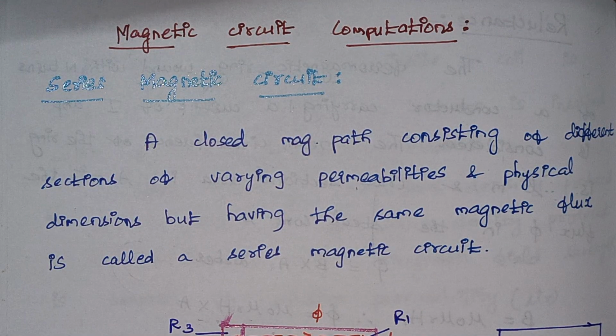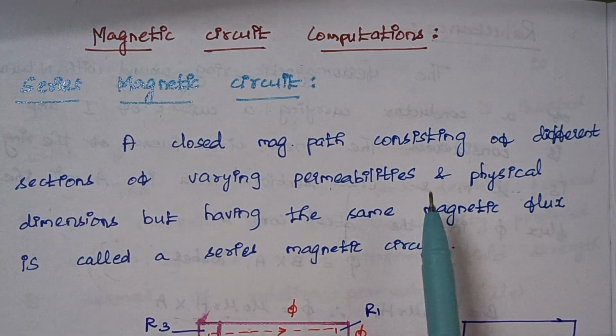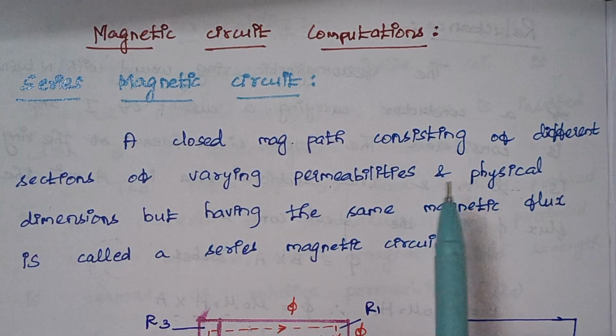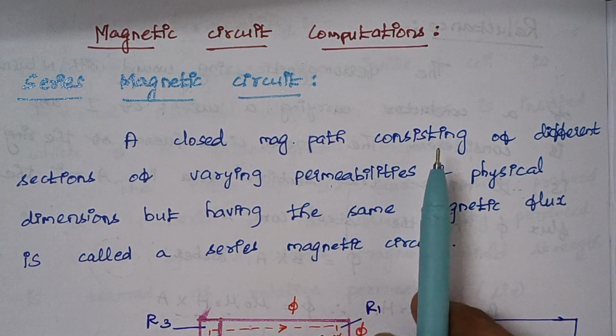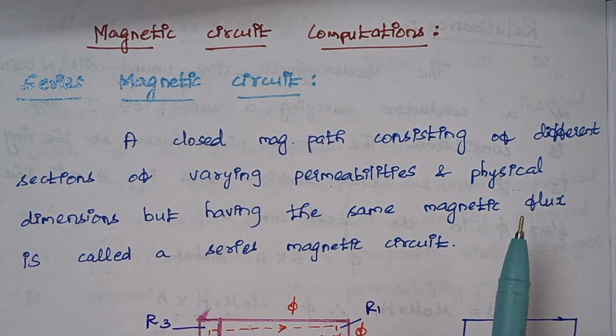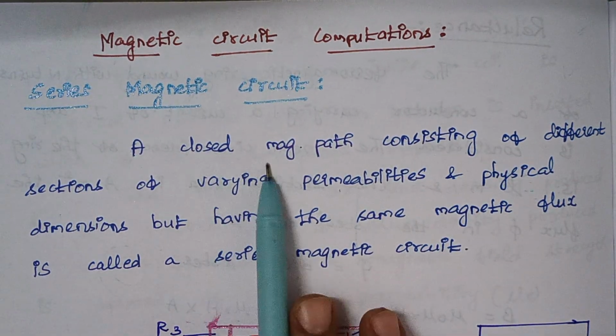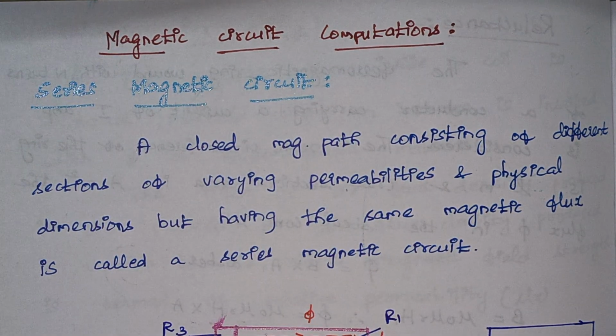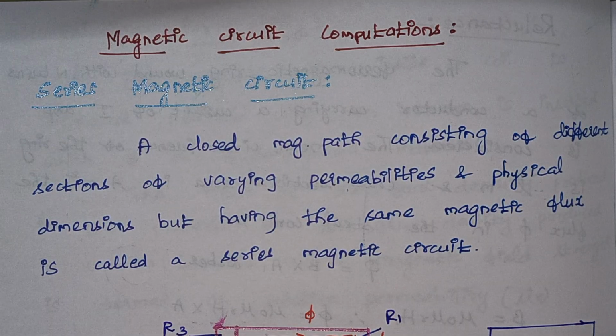So next we are going to discuss magnetic circuit computations. That is, we are going to discuss a series magnetic circuit and a parallel magnetic circuit. Regarding a series magnetic circuit, as the name indicates, we have materials in a closed magnetic path. As we all know, the flux will flow only in a closed magnetic path.